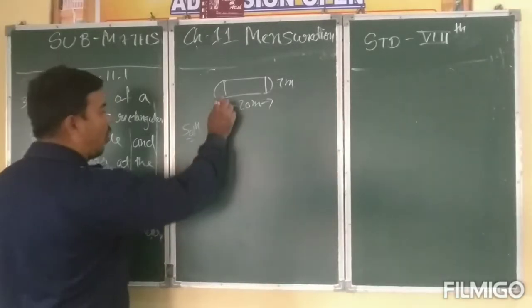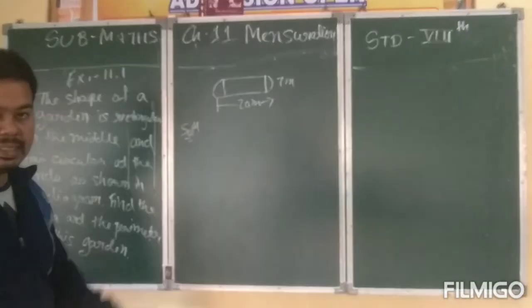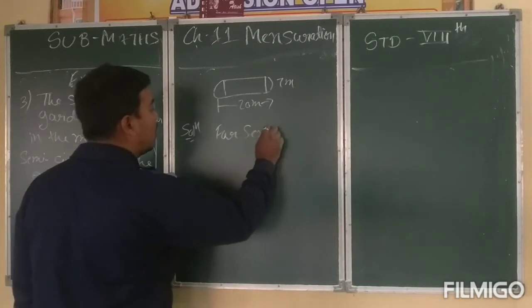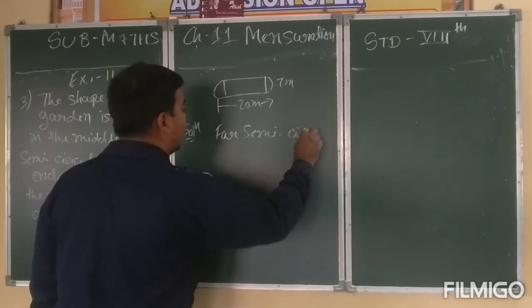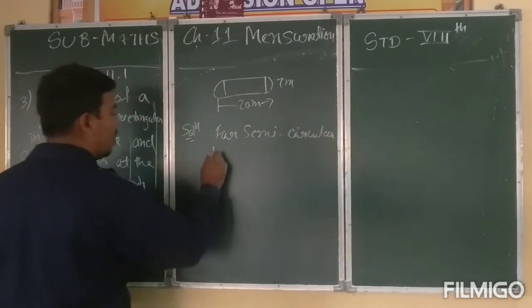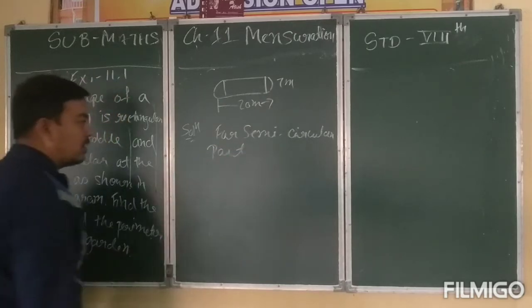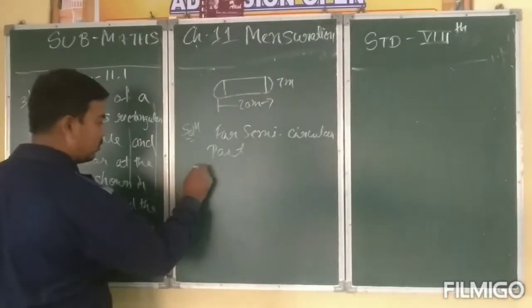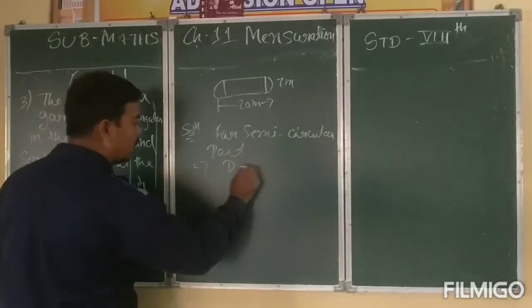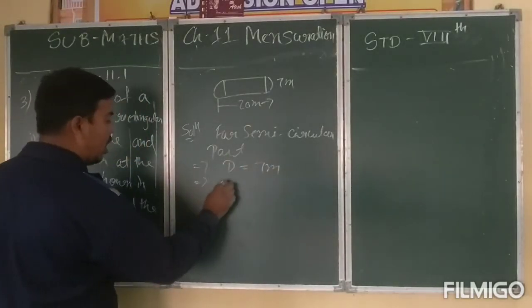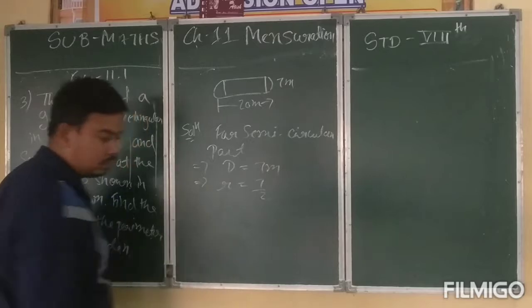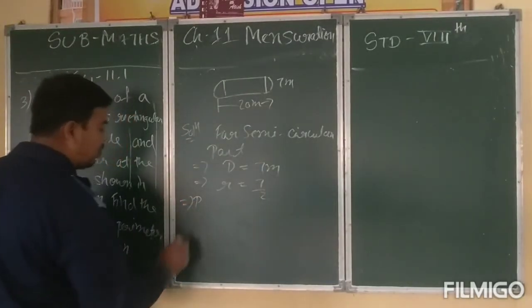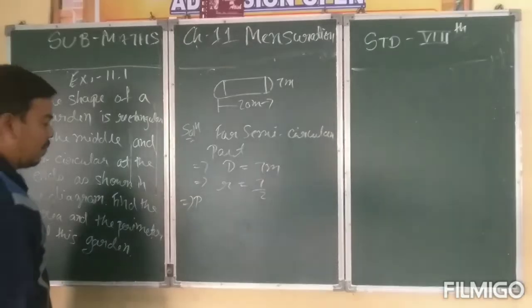First of all, we take the two end parts, the semicircular part. The diameter is given as 7 meter, so the radius is 7 by 2. Now, first is the perimeter of the semicircular part.